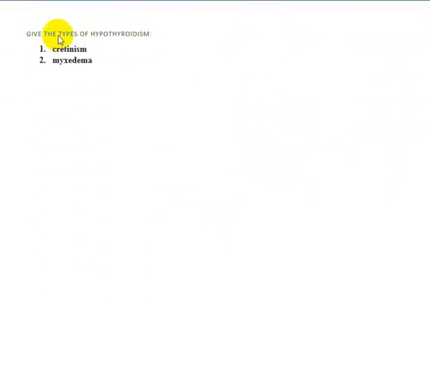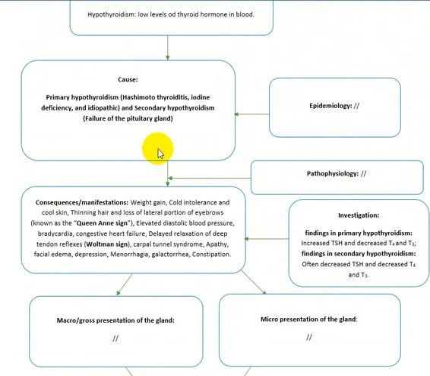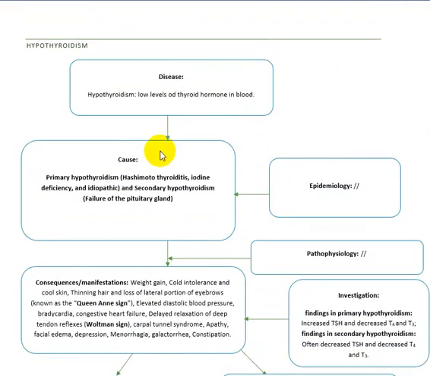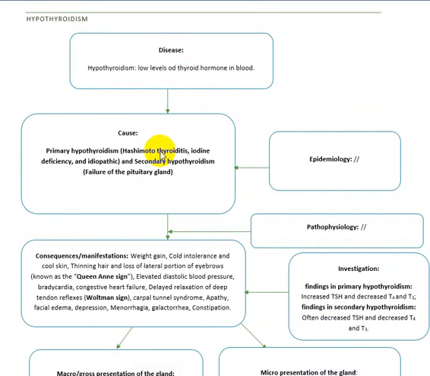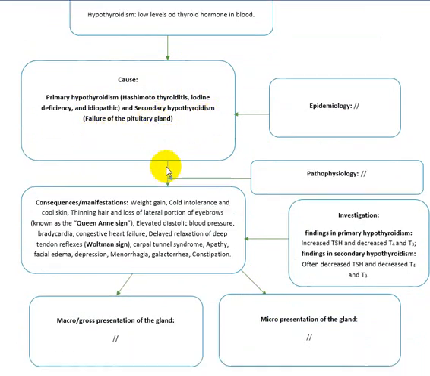Now we have two types of hypothyroidism: cretinism and myxoedema. This hypothyroidism with all these consequences can exist as cretinism in childhood and as myxoedema in adulthood, with their intermediary causes, which are Hashimoto thyroiditis, iodine deficiency, idiopathic, and secondary hypothyroidism.